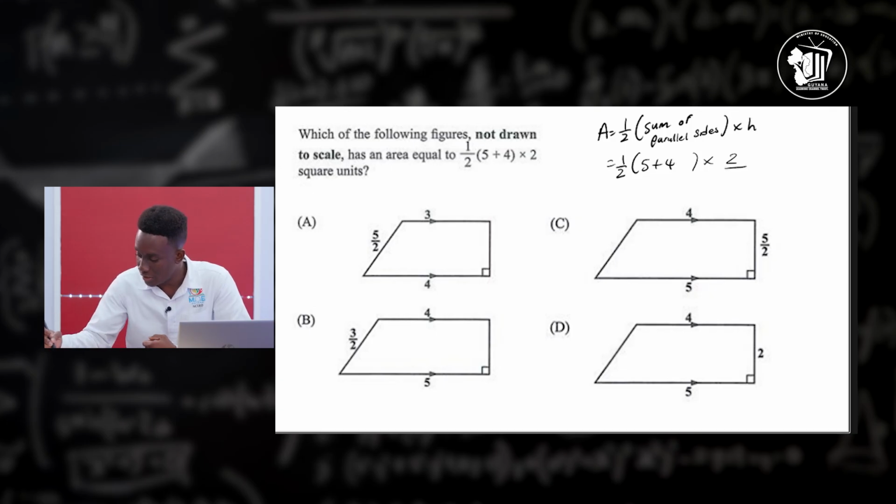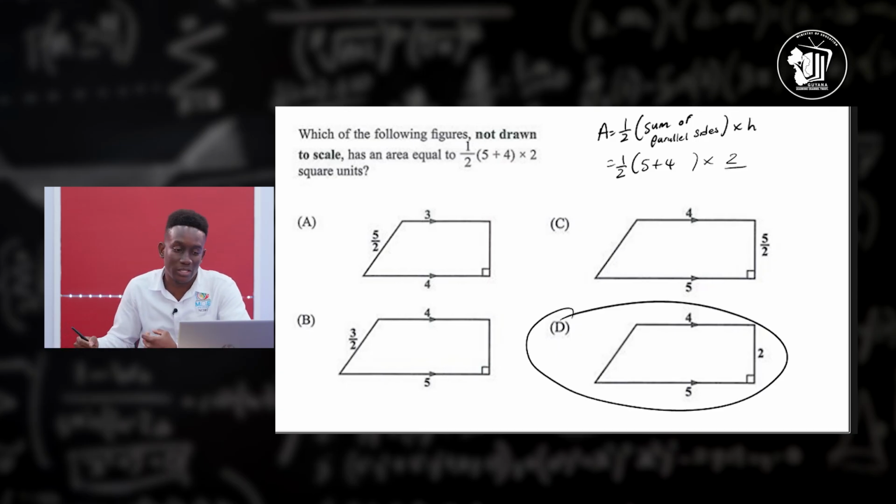So let's look at this one, 4 and 5. So it holds out. Let's see if the perpendicular height is 2. So no, it's not 2. So that can't work. Let's look at this one, 4 and 5. Yes, and the height would be 2. So the answer here is D. You just needed to look at the shape that satisfies the formula.